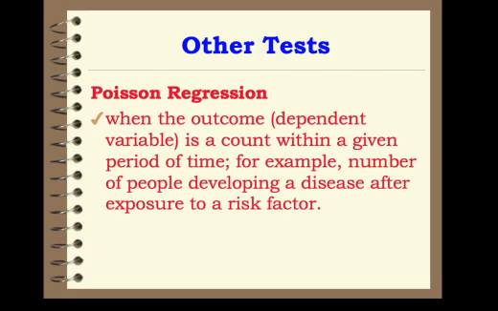Now, when the outcome, the dependent variable, is a count within a given period of time, for example, number of people developing a disease after an exposure to a risk factor, the outcome is a count, and then the statistical test to use is a Poisson regression.